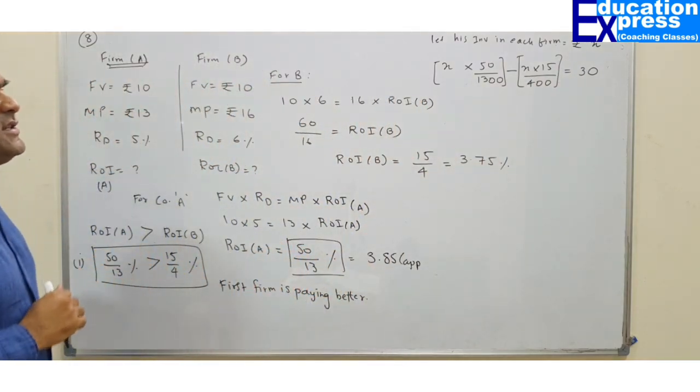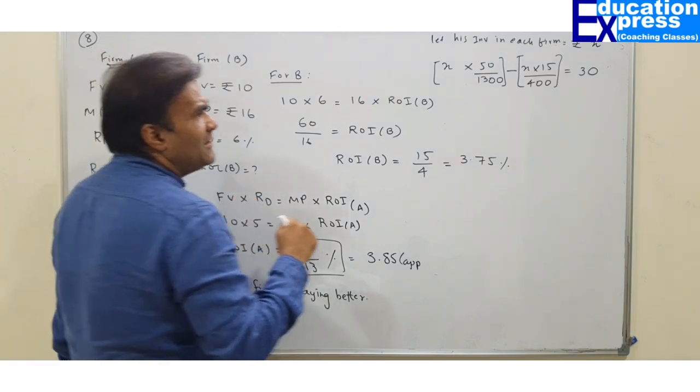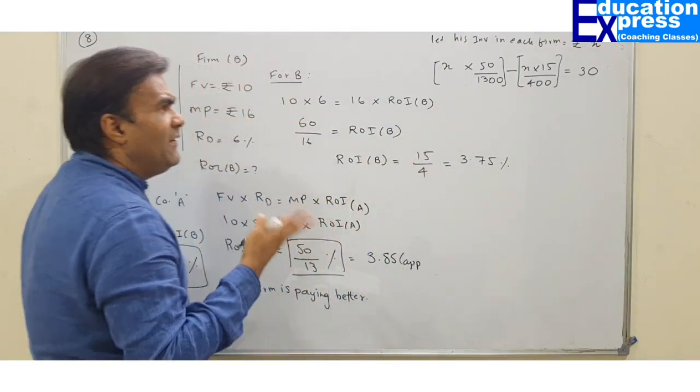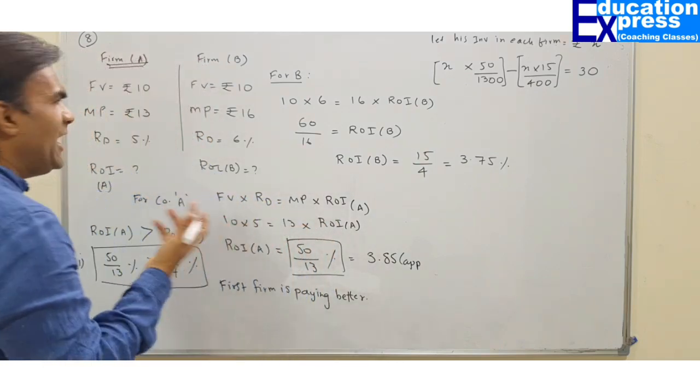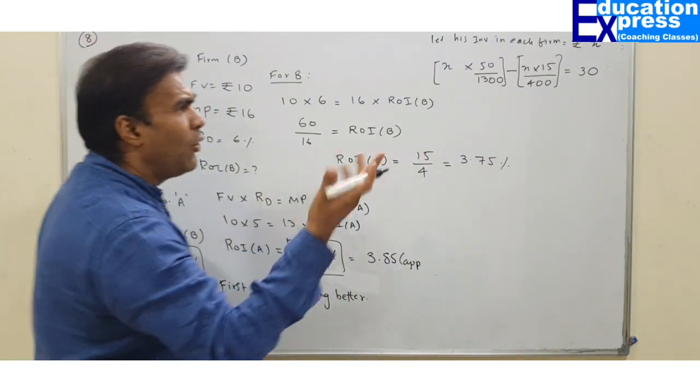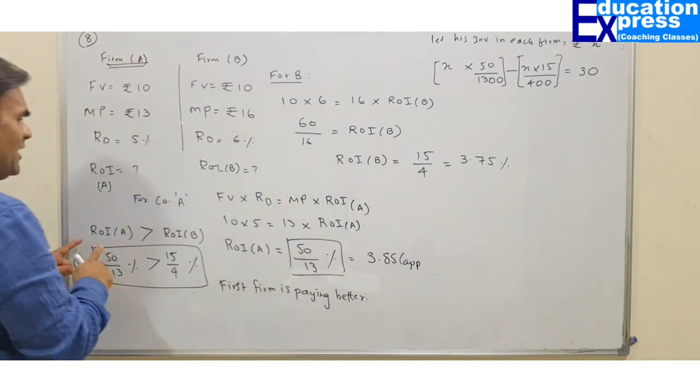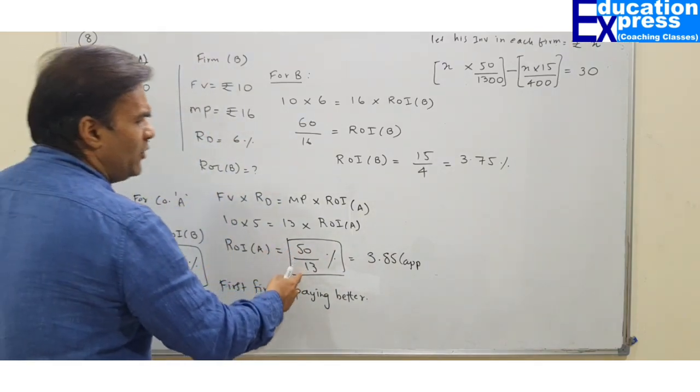Now one would say, sir, why are we doing it like this? Why can't we find the dividend and then compare? In case you would like to do so, you can do it that way also. I'll show you that as an alternative way. It's given to us that ROI of A is 50 upon 13%.